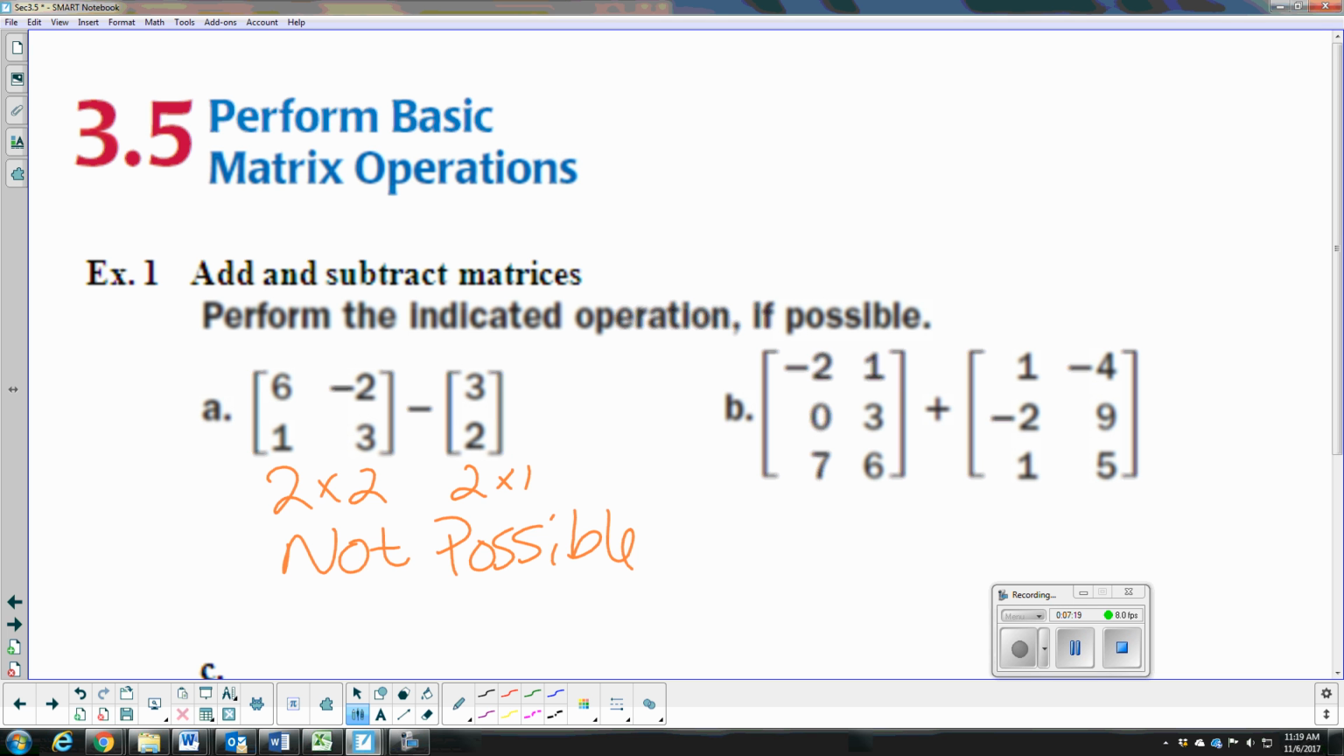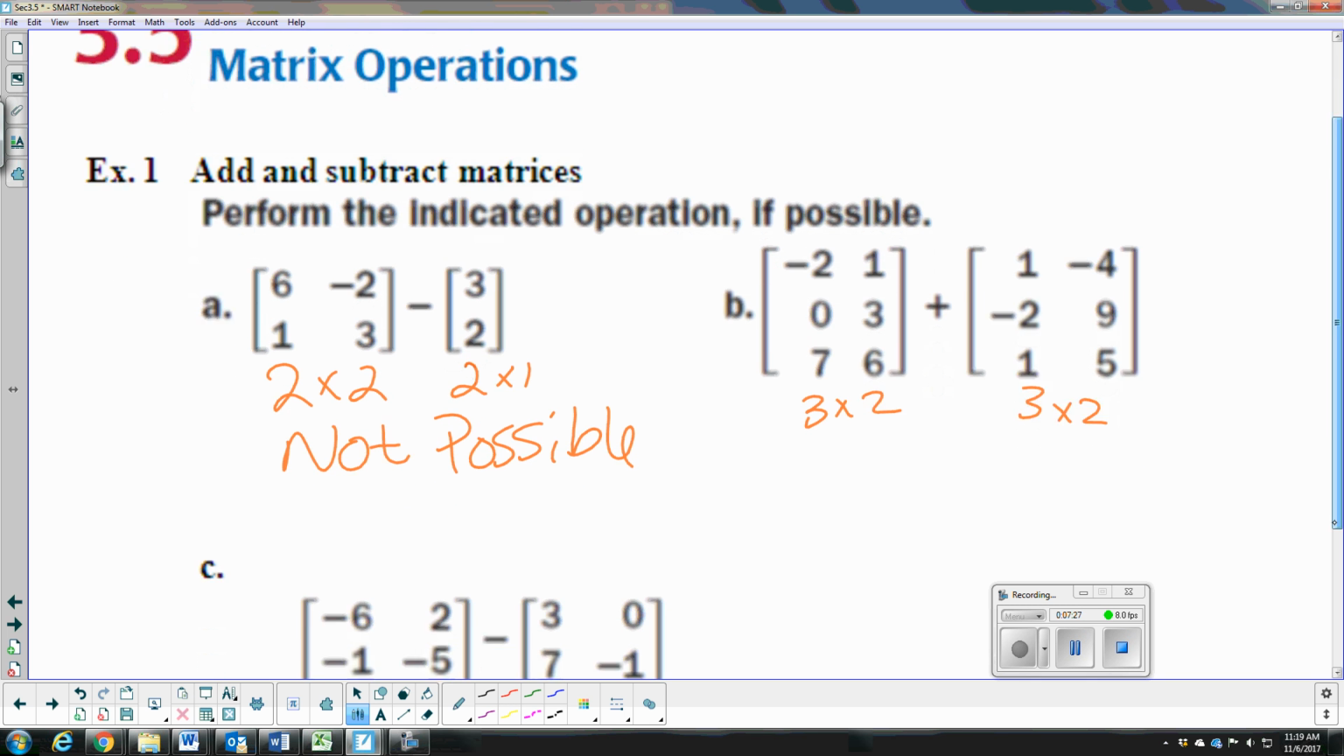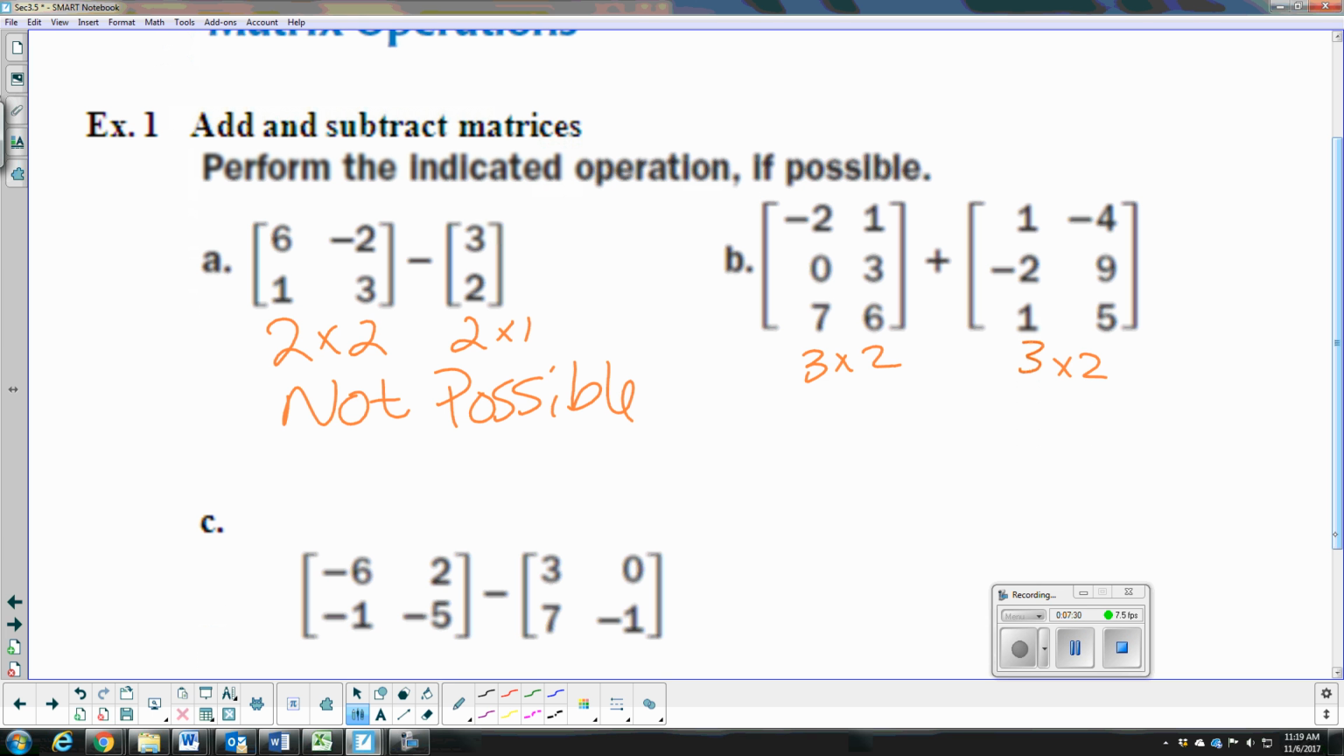Okay, the second one, we have 3 rows, 2 columns, 3 rows, 2 columns. So they have the same dimensions, so we can add these together, and we're going to get a matrix that has 3 rows, 2 columns. So let's do this together. So here are our matrix brackets. So we're going to add -2 plus 1, and that is the first row, first column of both of our matrices.